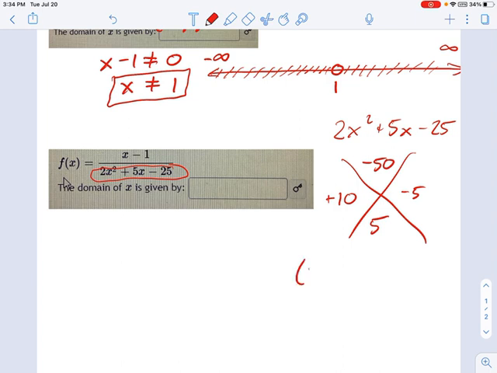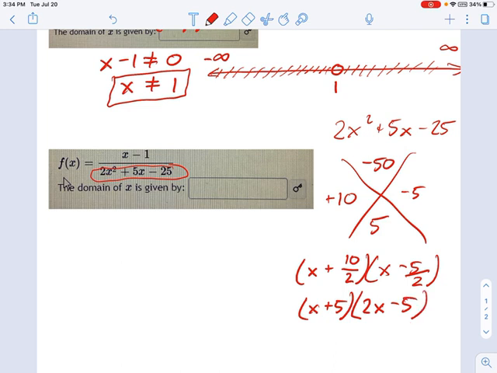So here's our factored form. x plus 10, and don't forget, you have to divide by 2, since that was the initial coefficient. And then over here, we get x minus 5, divided by 2. That simplifies to x plus 5, and 5 over 2 does not simplify, so we have to take that 2 and move it in front of the x. This is your factored form. So here's the rewritten equation in factored form. You still have that x minus 1 on top. That hasn't changed. And then on the bottom, you have x plus 5 and 2x minus 5.